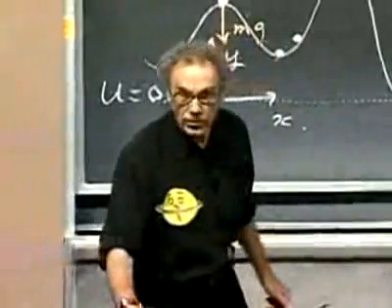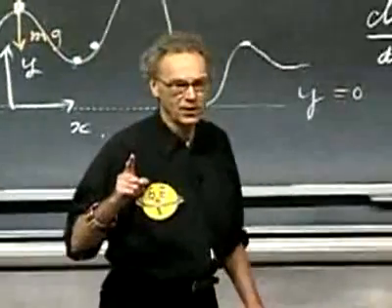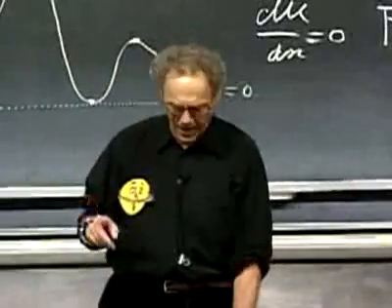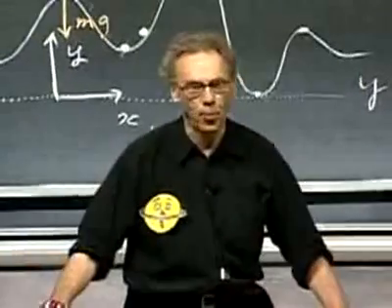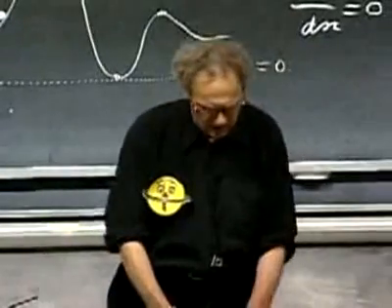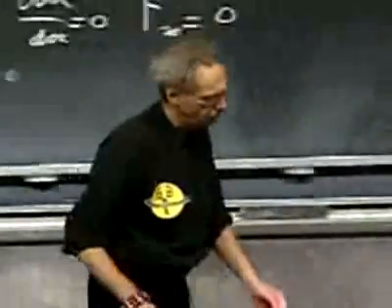At the stable point, the second derivative of the potential energy versus x is positive. At the unstable point, the second derivative is negative.